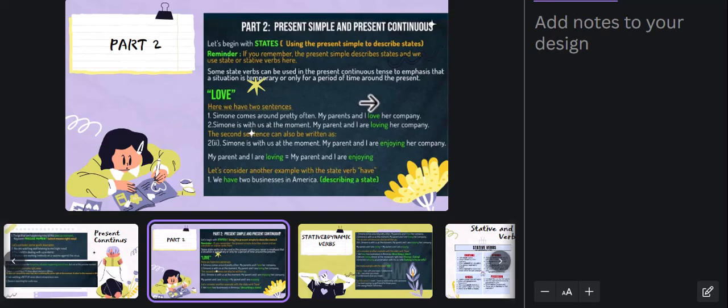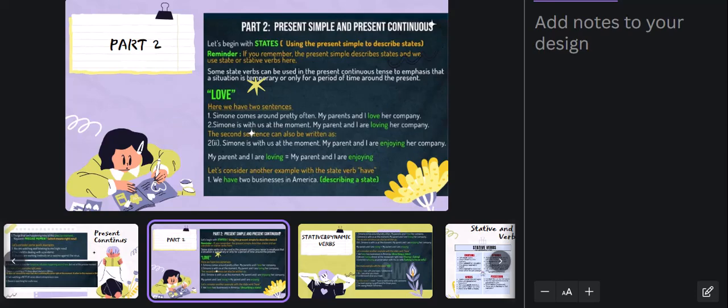So I'm gonna give you an overview. What does it mean, stative verb? So a stative verb, or state verb, expresses a state rather than an action, and they are often related to things like thoughts, opinions, senses, feelings, emotions, possession, and so on.